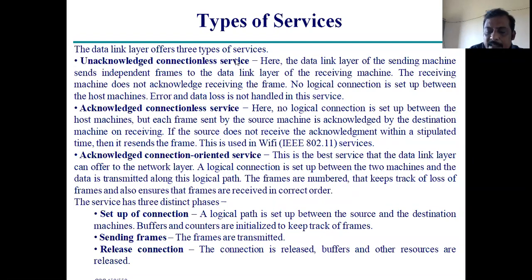Unacknowledged means, whatever frame is sent, there is no acknowledgement. So the user or sender sent a frame successfully to the receiver, but there is no guarantee. Why? Because there is no kind of acknowledgement received from the receiver to the sender. That is why we call it unacknowledged. There is no acknowledgement, but a data frame is transmitted. Next, come here. Acknowledged connectionless service. There is acknowledgement but connectionless.